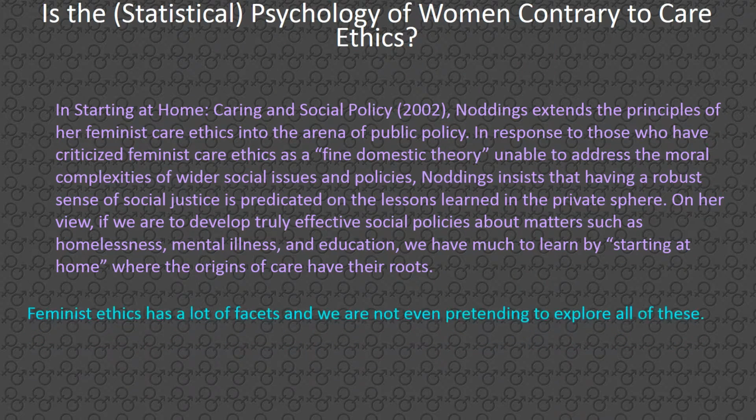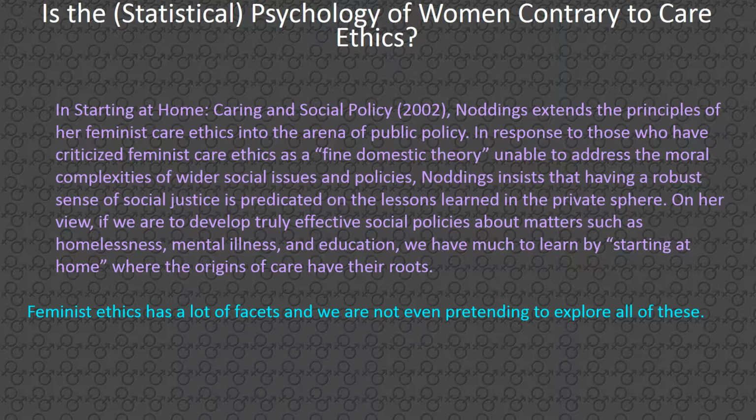Feminist ethics has a lot of facets, and we are not even pretending to explore all of these. The purpose of this section is mostly to let you know that some of these issues exist and what basic or simple versions of an ethics of care look like. I mention these other versions because I do not want to set up straw men. There are multiple versions of care ethics.